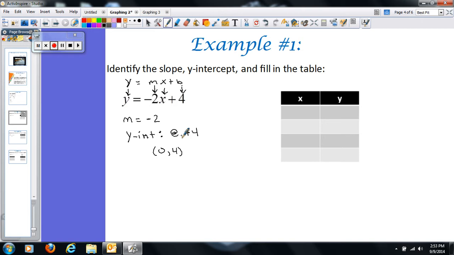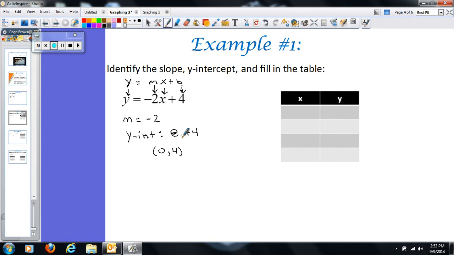Okay? And you can expect that there is going to be a question on a quiz that's going to ask you about the y-intercept. For example, it could say the x value of the y-intercept is always going to be equal to what? Okay? And you're going to need to know that. So it's going to be the point (0, 4).